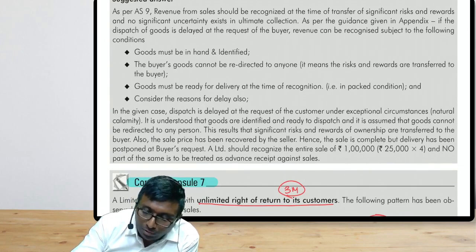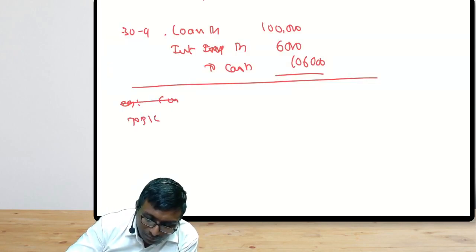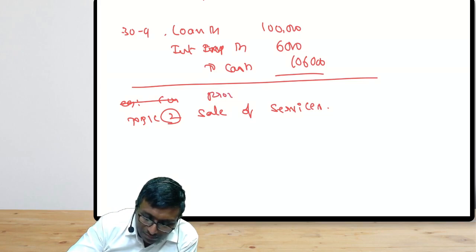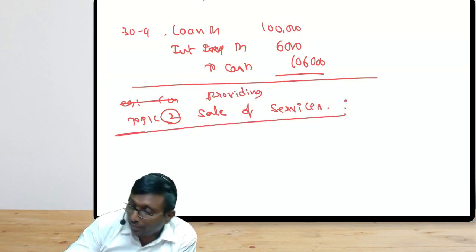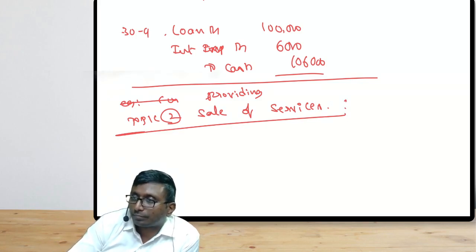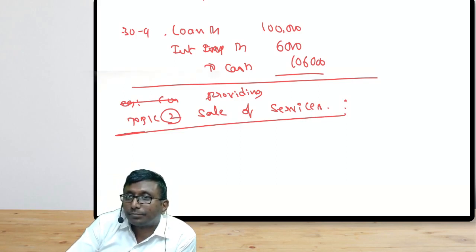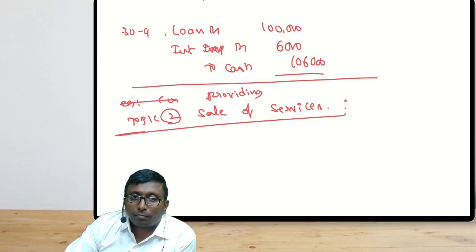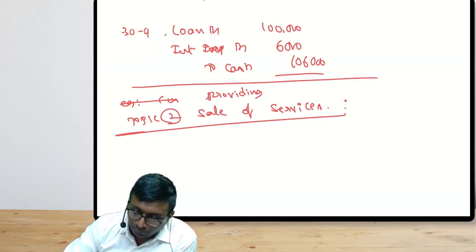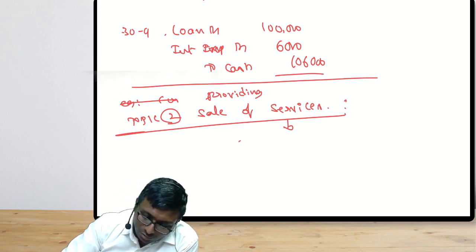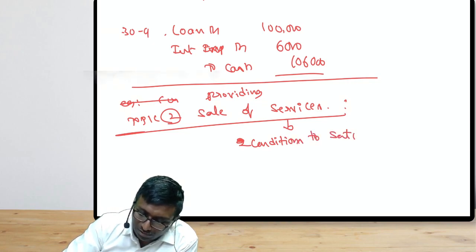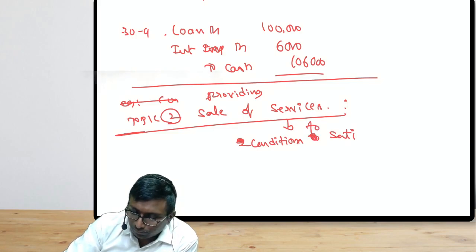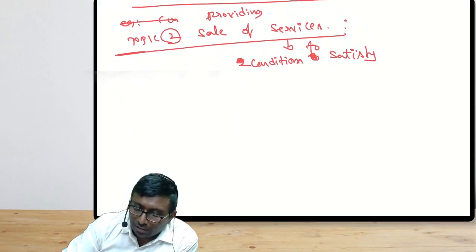Now let's get into the next topic, number 2. That is sale of services or providing services. Here also the same two conditions need to be satisfied to record the sales.